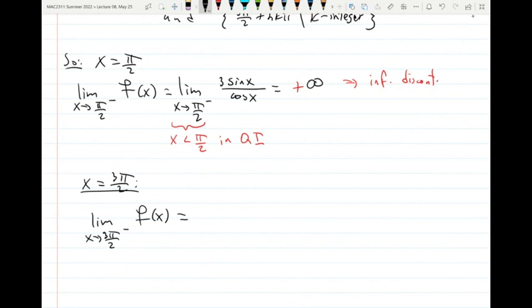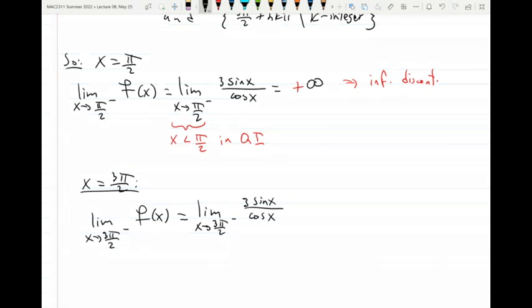So, okay, what's the answer here? What do we need to do at this point? When you take the limit, what's the limit on the top? Negative 3, right? Remember, sine of 3 pi over 2 is negative 1. So the top is negative 3, and the bottom? 0.